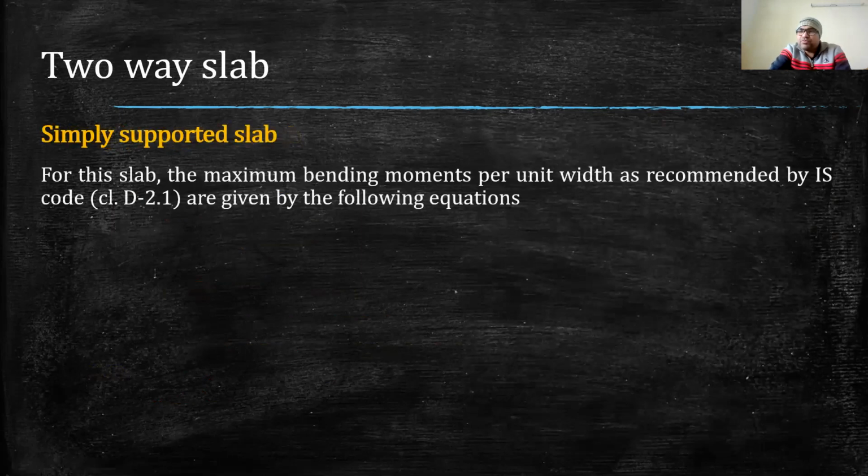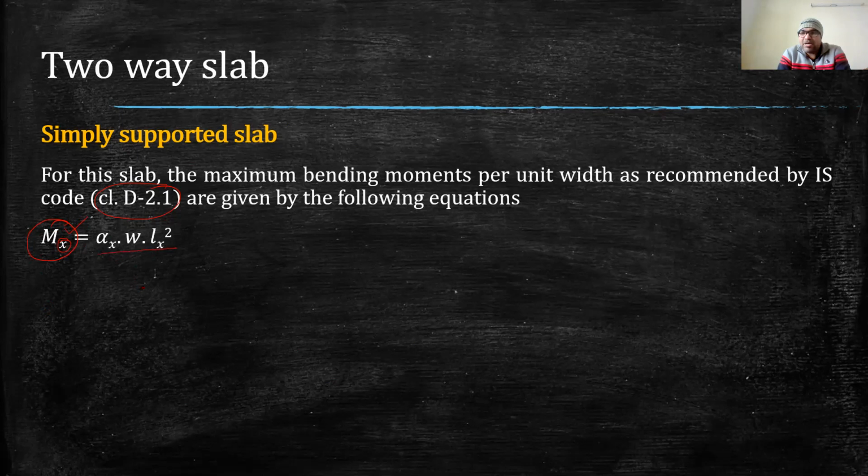Now, in case of a simply supported slab, the moment generated can be calculated using IS code clause D-2.1, and the equations to calculate the moment along the shorter span and the longer span are already provided in the IS code. Generally, we represent the x-axis as the shorter span and the y-axis as the longer span. So the bending moment along the x-axis, which is the shorter span, we can calculate using these parameters.